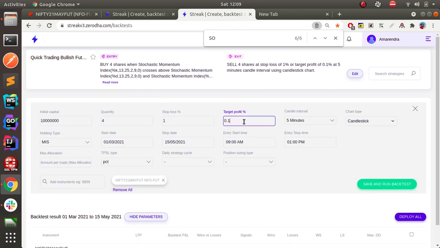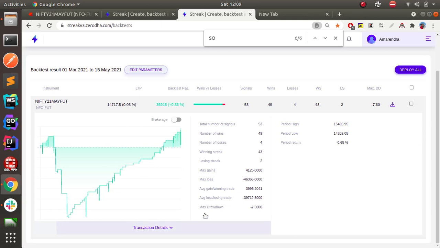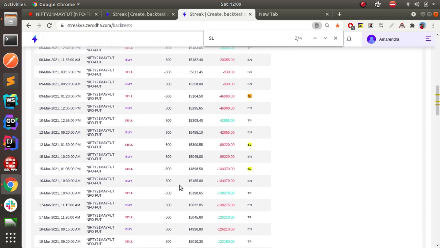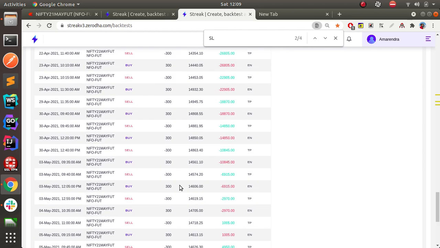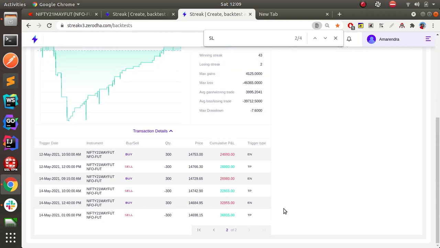Now let us change the target to 0.09 and see how it goes. Now it turned positive. Now out of 53 trades, 49 got success and 4 were losses. Let us see why these 4 losses. Stop loss got triggered on 9th March, 12th March and 15th March, and there are no stop losses after that. There is a second page also. Yeah, there are no stop losses.